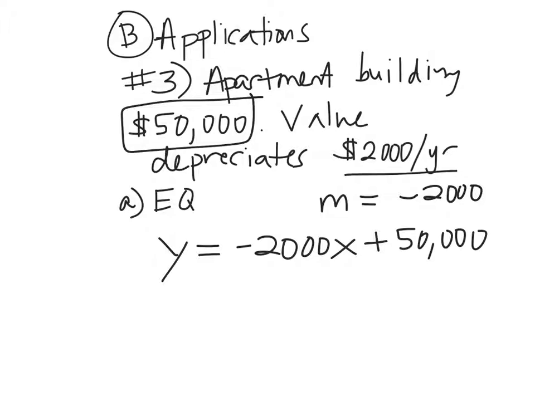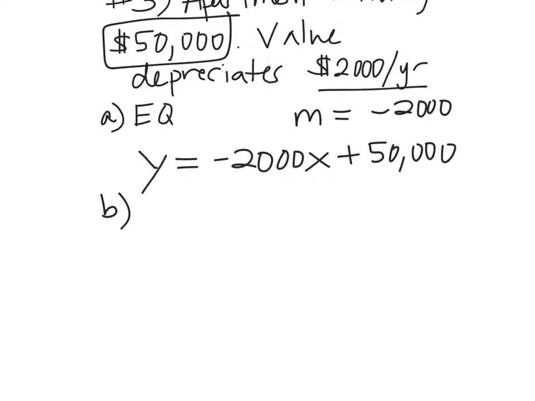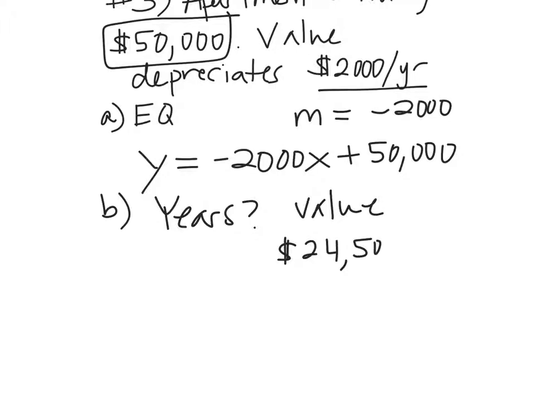And then the second part of this is going to ask you a question. And it'll be something like this. In how many years will the value of the building be 24,500? So they want to know in how many years is the value going to be 24,500. Okay. Now, it told us in the first part, it said y is the value and x were the years. Okay, so that's pretty important.